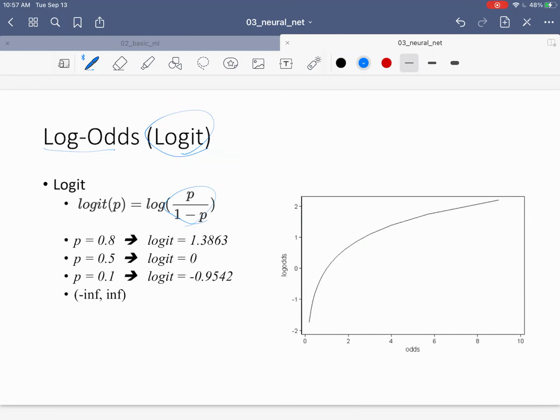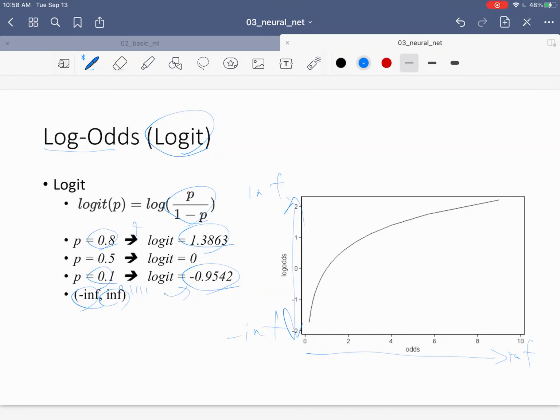So when P equals 0.8, the odds was 4, and then you put log in front of it, and it will be this value. And when P was 0.1, the odds value was 0.111, and if you put log in front of it, then it becomes like this. So now you can see that as your odds move from 0 to positive infinity, your log of odds, or your logit, will fall in the range between negative infinity and positive infinity. So the range of log of odds, or logit, is between negative infinity and positive infinity.